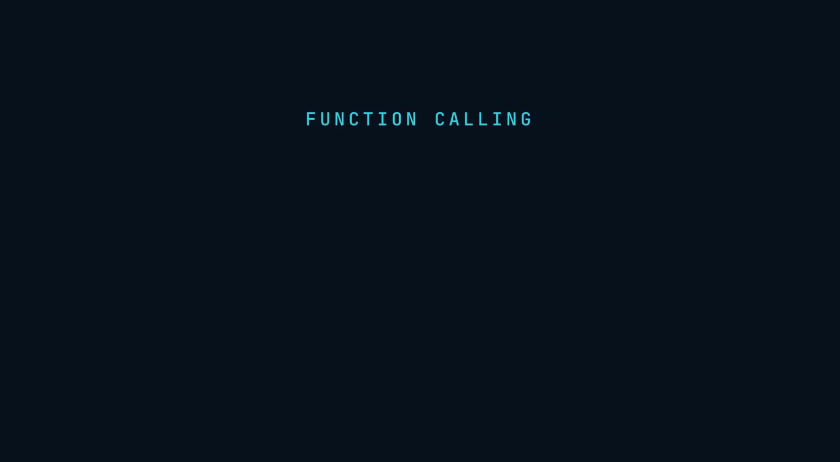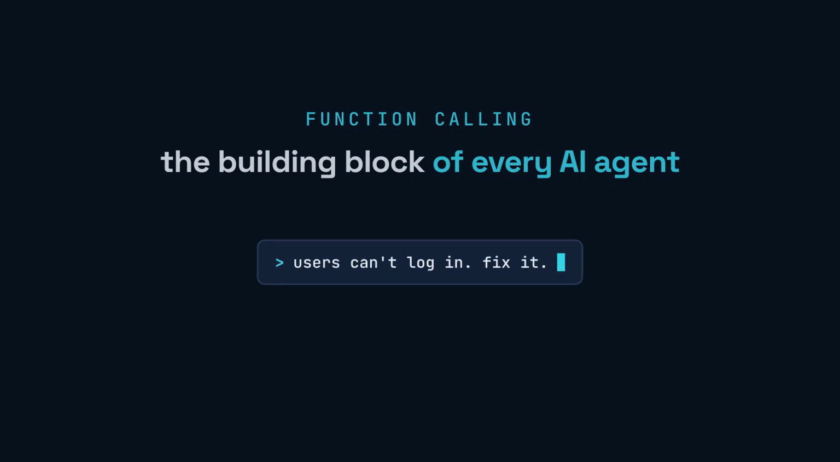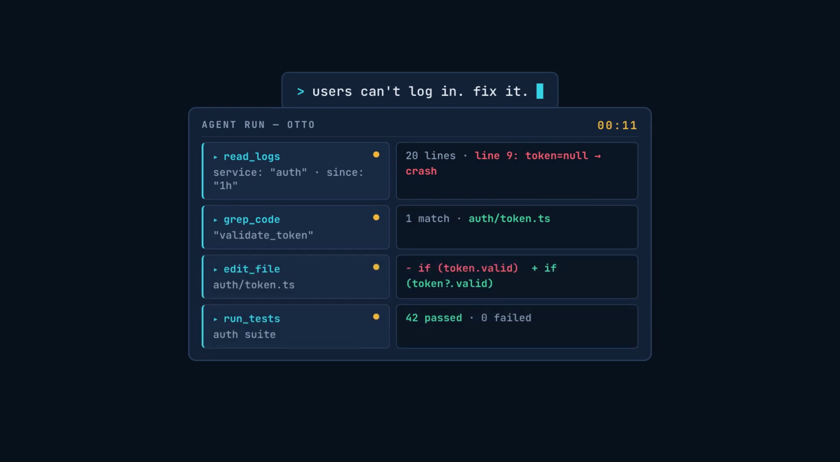Function calling is one of the most important building blocks of an AI agent, and you're about to watch it work. Users can't log in. Fix it. One sentence, typed into an agent. Now watch. It pulls the logs, finds the crash, searches the code, patches the file, runs the tests. Green, 12 seconds, start to finish.